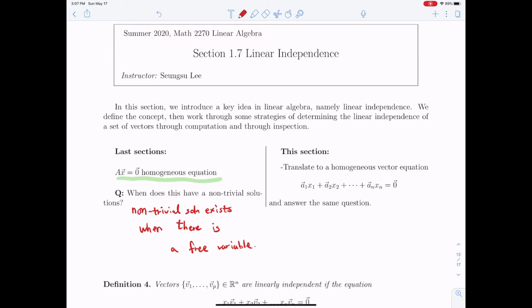But in this section, if you write this matrix equation as a vector equation, then we get an equation that looks like this, where the A sub i's are the columns of A. So we're going to answer the same question using the vector equation.